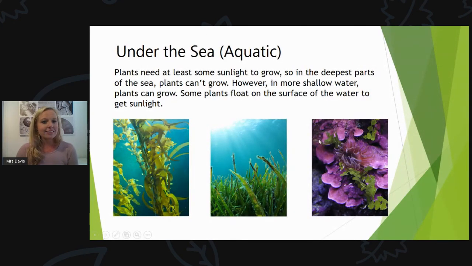And we've got under the sea, so this is called aquatic. Plants need at least some sunlight to grow. So in the deepest parts of the sea, plants don't grow. They can't grow because they need that sunlight. However, in more shallow water, plants can grow. Some plants float on the surface of the water to get sunlight. Can you think of any?